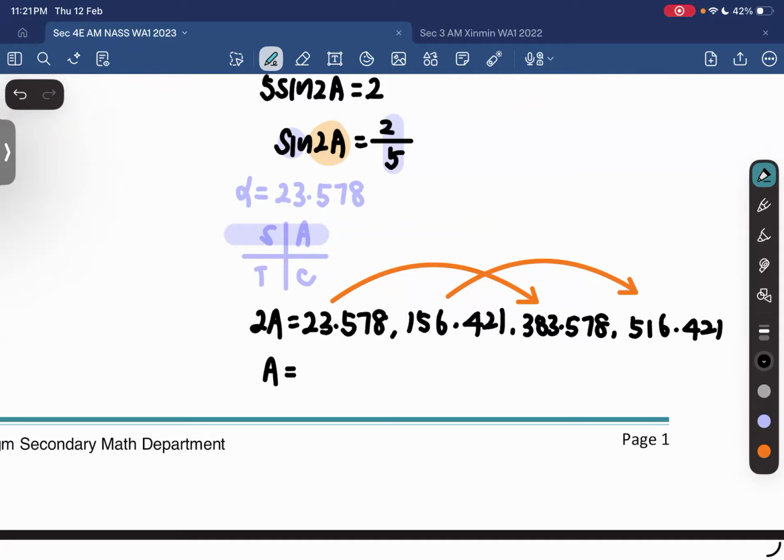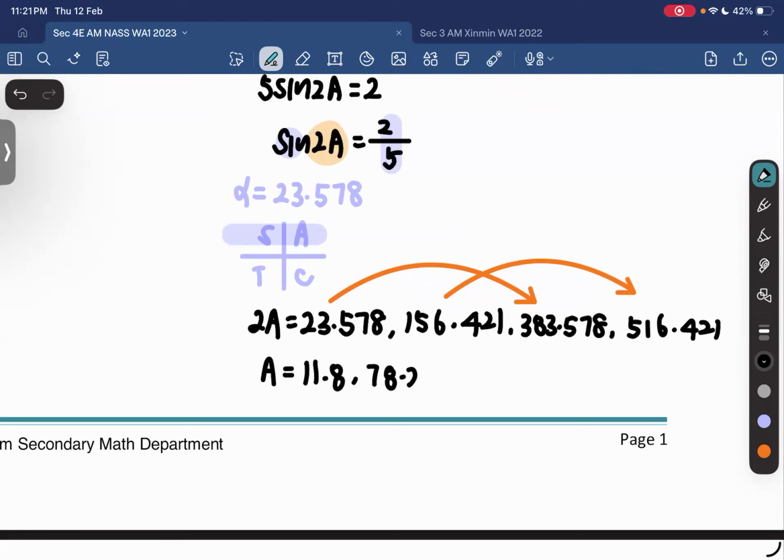So when you have A, right, remember you're going to divide by 2. So 23.578 divided by 2, 11.8. Hello, degrees, we are rounding off to 1 dp, okay? So 156.421 divided by 2 also, 78.2.